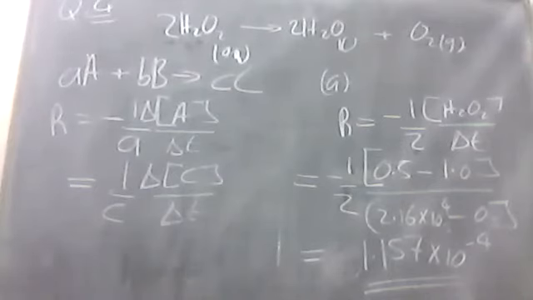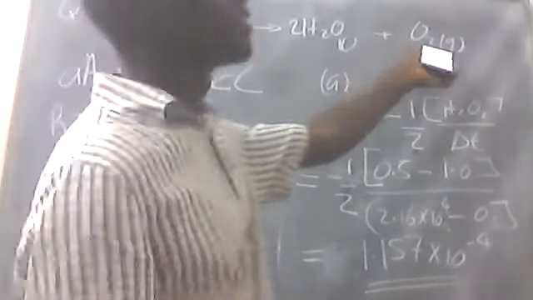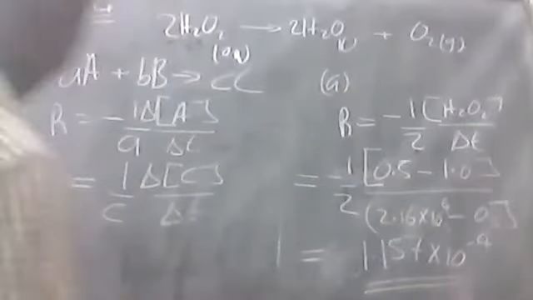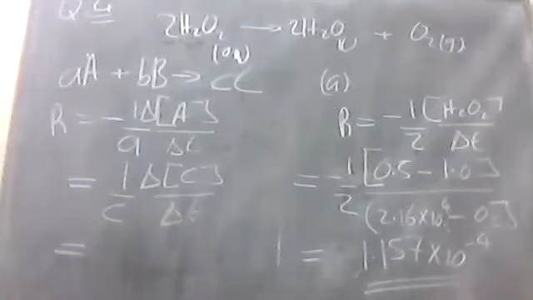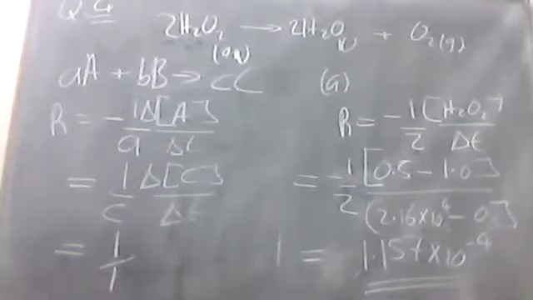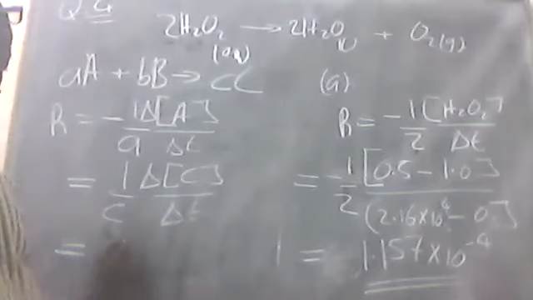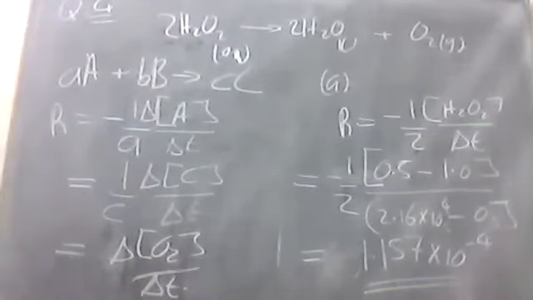I also have a question. When there's no 2 in front of the hydrogen peroxide, like if you were to write the rate for oxygen gas, you know that this is 1/1. So you don't write anything; you just write the change in the concentration of oxygen over the change in time.